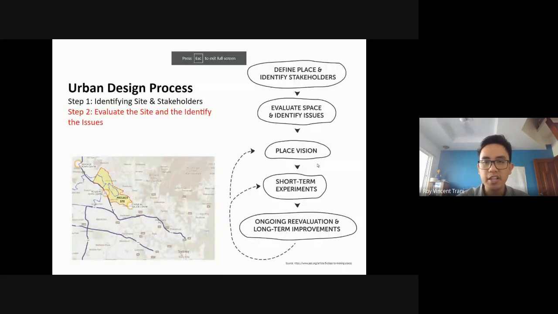So you get a project site, you define that project, what the boundaries are, what's inside the boundary. Then you identify who will be impacted by the project, that's your stakeholders. And then you evaluate the space and identify the strengths and weaknesses. And then you can apply your vision or your comprehensive land use plan. And then you start implementing those plans with short-term experiments, and then review and then repeat.